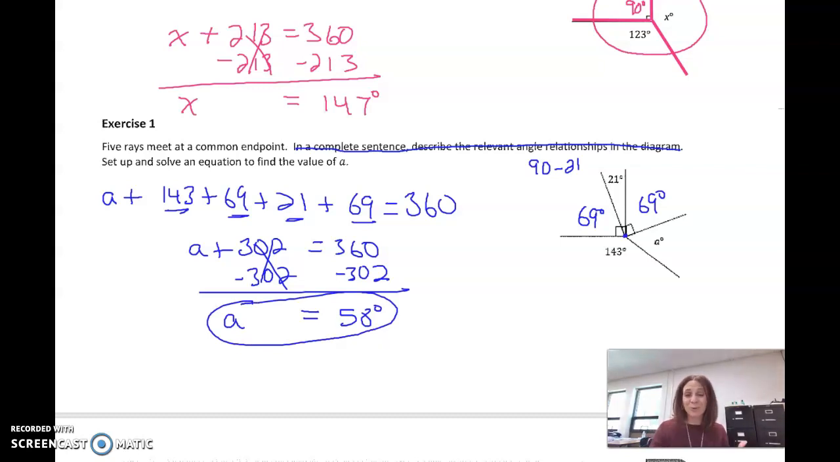We're doing more of the same. We're just throwing in angles around a point, but still using what we know about complementary angles, supplementary angles, and vertical angles to help us find some missing measures.